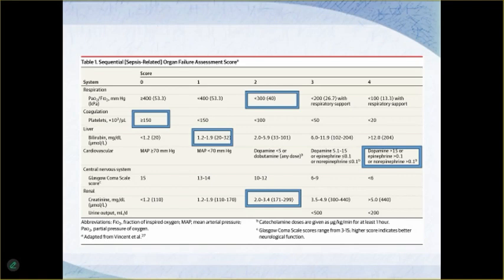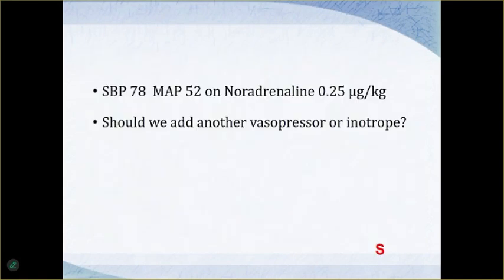Now, this is where our tachycardia also comes in. Yes, this time the blood pressure is still low with a mean of 52, even though they have started noradrenaline at 1.25. And should we add another vasopressor or inotrope, do you think, Sidarshi?